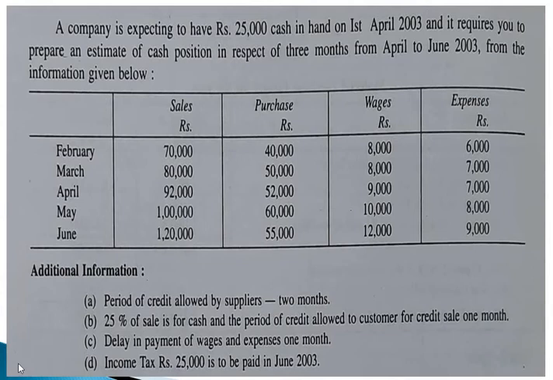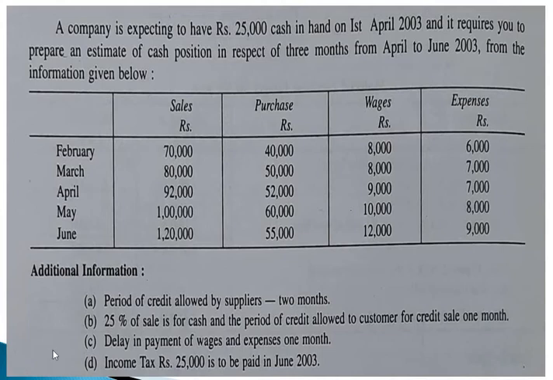Then if you look at point number C, it says delay in payment of wages and expenses is 1 month. So it means that we have here two expenses, wages and expenses, and there's a delay in payment of 1 month. So wages and expenses for the month of February will be paid in March. Then wages and expenses in the month of March will be paid in April, and so on and so forth. Then point number D talks about the income tax of rupees 25,000, which is paid in the month of June 2003.